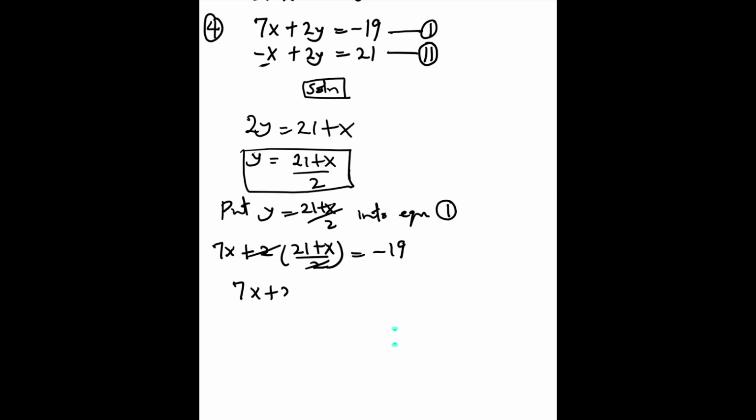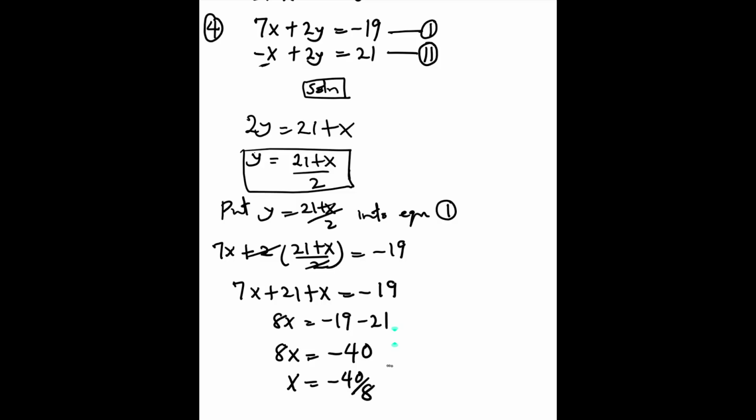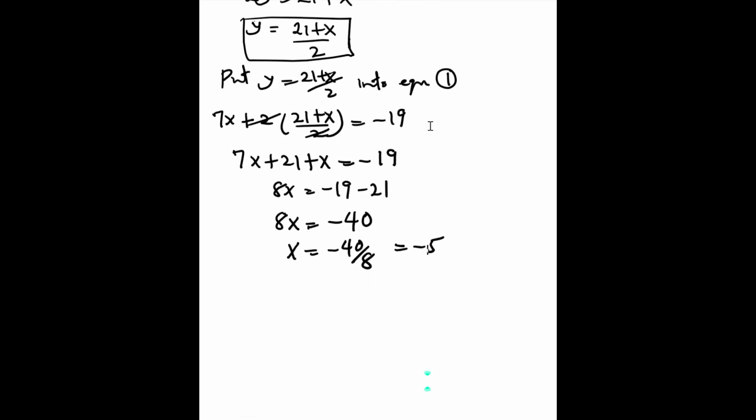So these two can cross out this 2 here, right? So that will be 7x plus 21 plus x is equal to minus 19. Okay, so 7x plus x is 8x. 8x is equal to minus 19 minus 21. So 8x is equal to minus 40. Okay, and x is equal to minus 40 divided by 8. Minus 40 divided by 8 will give us minus 5.